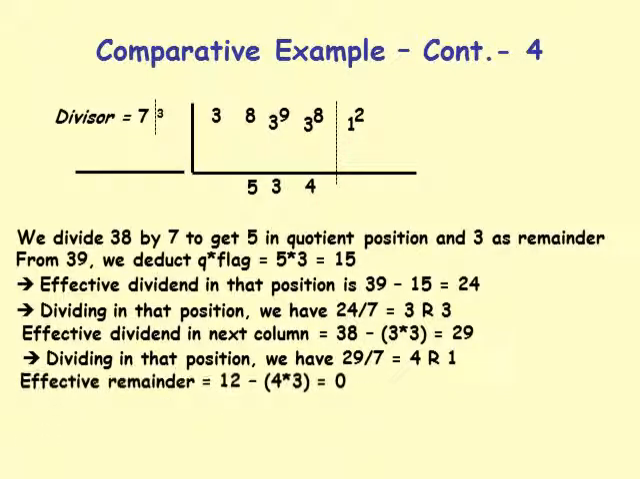Now the effective remainder is 12. 12 was the gross remainder, minus 4 times 3, 4 being the quotient digit and 3 the flag digit. Let's continue here. So that means that 38982 divided by 73 is 534, remainder 0.